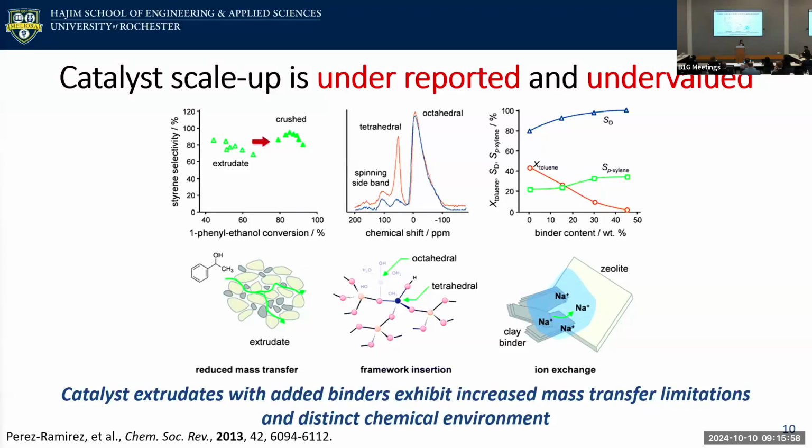So something that we tend to not always consider in the lab is what happens when we take a powder catalyst, mix it with a binder, and put it in an extruder. Well, now we have things like mass transfer limitations. Perhaps the binder gets inserted into a zeolite framework, or there are other elements in the binder that then affect the catalytic performance and selectivity.